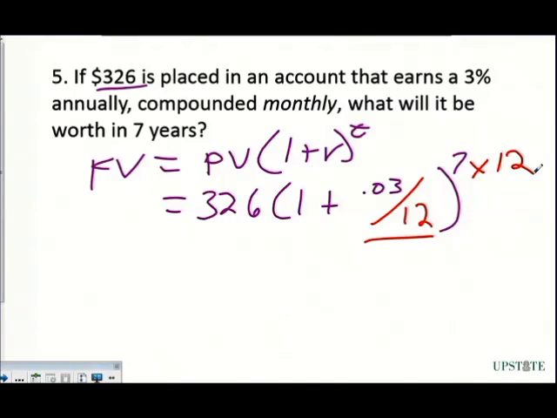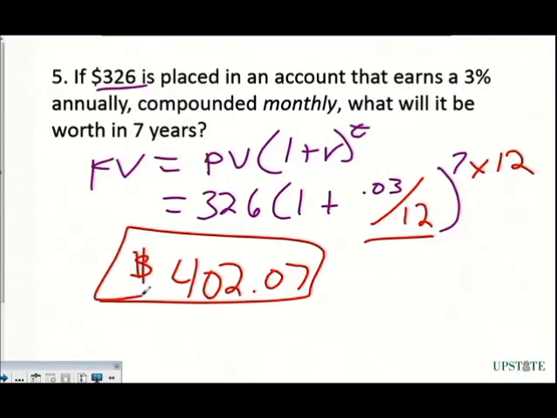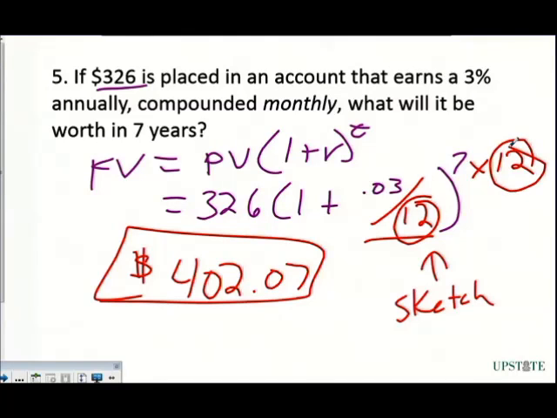Now, once we do that and you just run through the math, that gives us a value of $402.07. I think it's a really good idea to sketch this out, but you don't have to do that. You can just put it in your calculator. The reason I say it's good to sketch is because you make sure that you change these values right here, because if you do one of them wrong, you're going to end up having an incorrect answer.